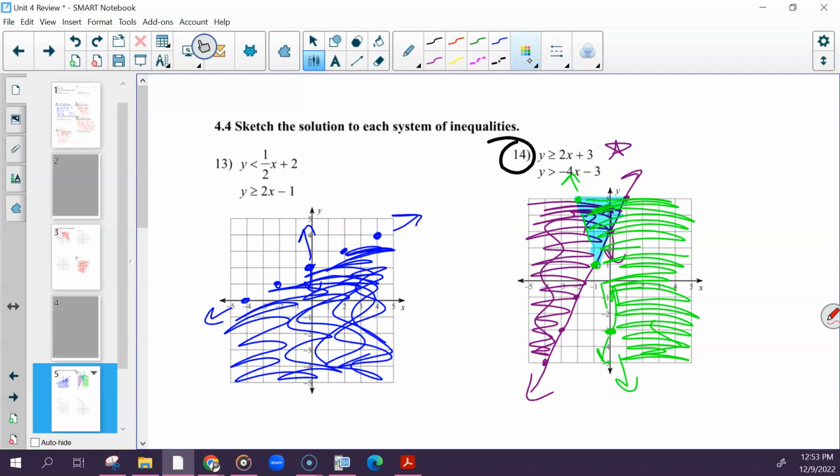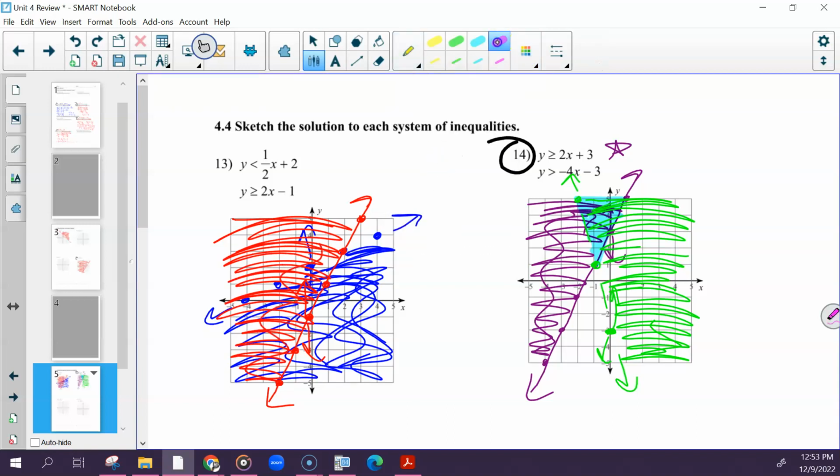The other one would start at -1. Slope is +2, so go up 2, right 1 as many times as possible. Down to left 1 as many times as possible. This is a solid line shaded above. So that would be everywhere up here or everywhere to the left. So they overlap here.